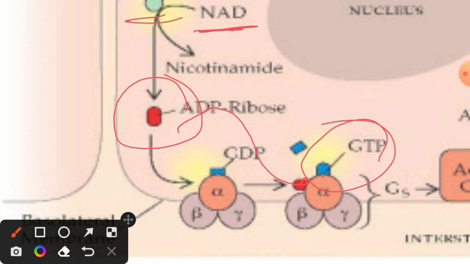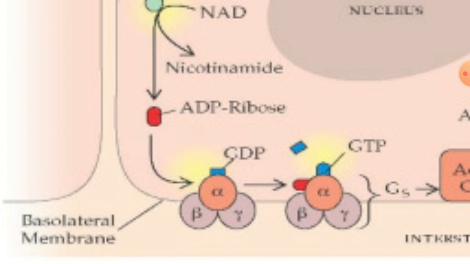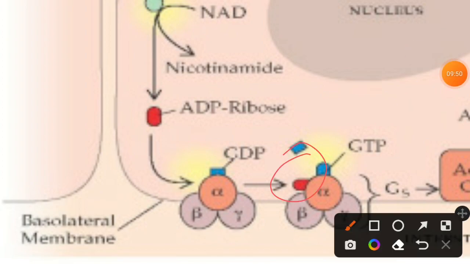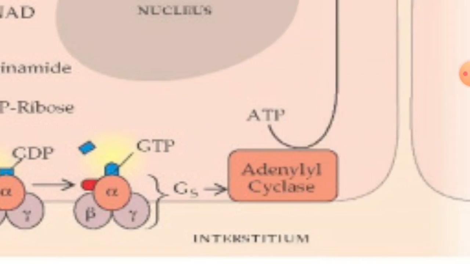So what will be the consequences? Remember, when G alpha with GTP is attached to the ADP ribose group, G alpha becomes locked into its on state. On state means G alpha cannot go back to its inactivated state as long as the ADP ribose is still attached. So what is the consequence? As G alpha is activated for a longer time, it will activate adenylate cyclase for a longer time.